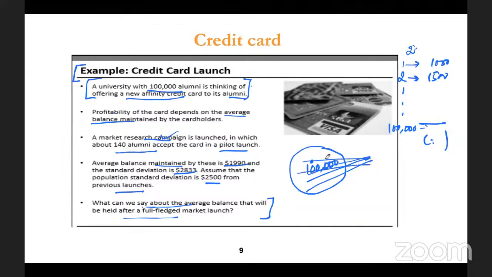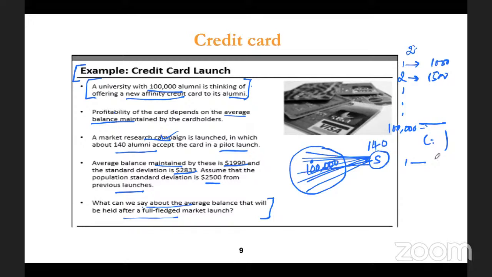Randomly, we have sampled 140 students. So this is the sample; 140 is the sample size. We have given these 140 students the credit card and waited for, let's say, 3 months. Then for each student, we collected the average outstanding balance maintained.